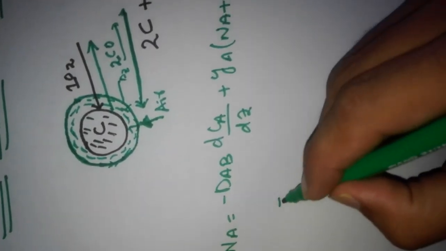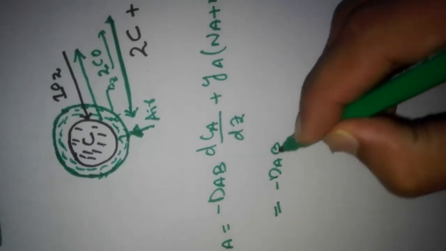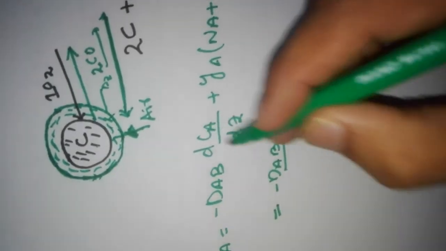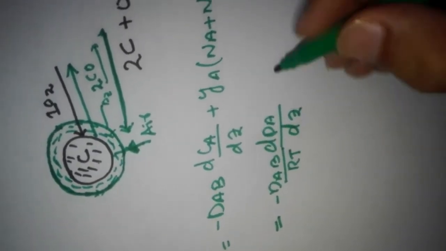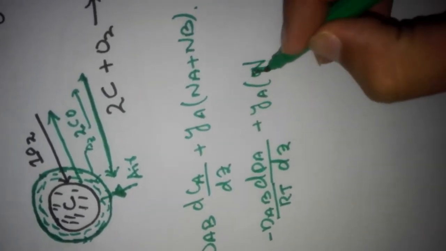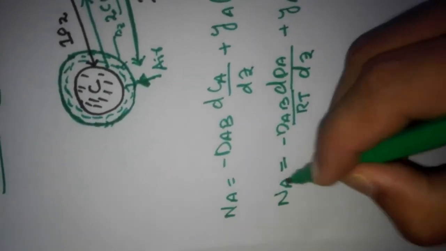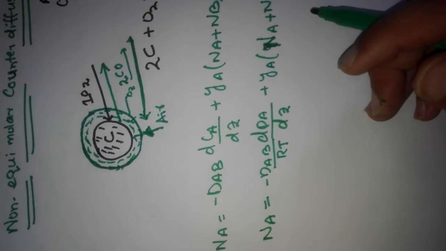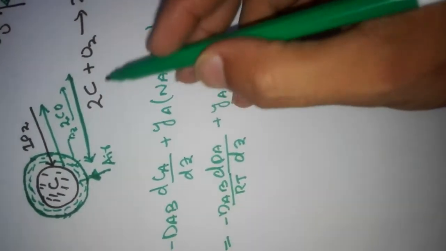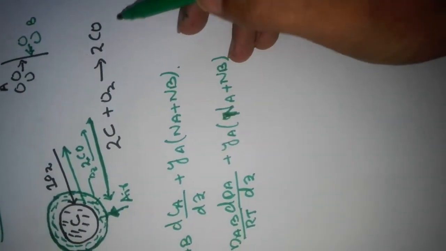And for gases, we can write this in terms of partial pressure, which is DAB dPA by dZ, and we know that C is equal to P by RT. So yA into NA plus NB is the total flux. Now we know from the rate law that 1 mole of oxygen comes to the surface and 2 moles of CO are produced.